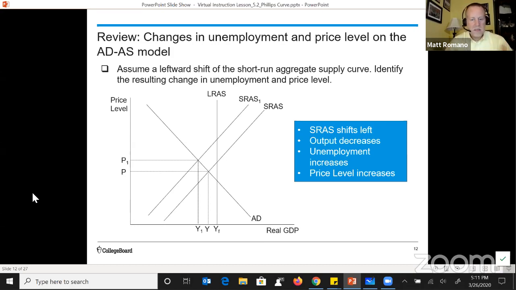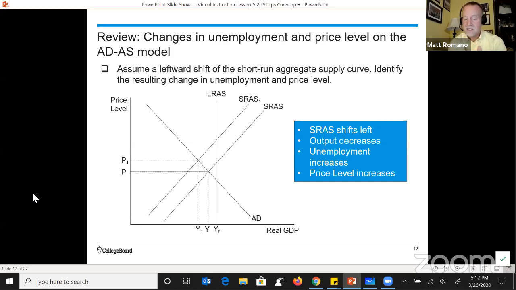Has this ever happened in real life? Of course it has. And hopefully we know this at this point because it's been a part of our course. This is what was going on in the 1970s. This was 1970s stagflation, where you had this prolonged period of high and rising unemployment accompanied by high and rising price levels, high and rising inflation rates.